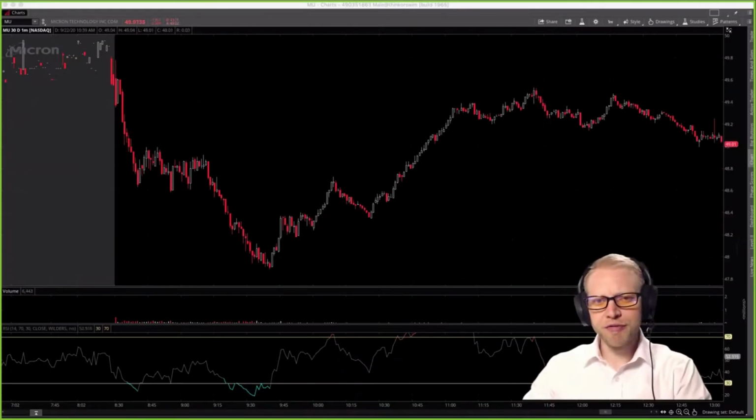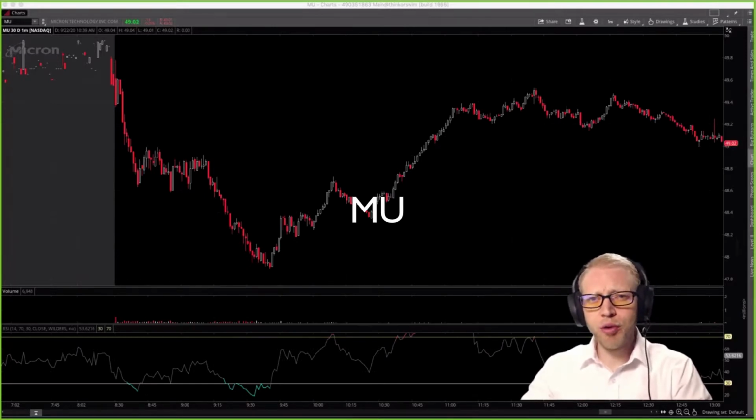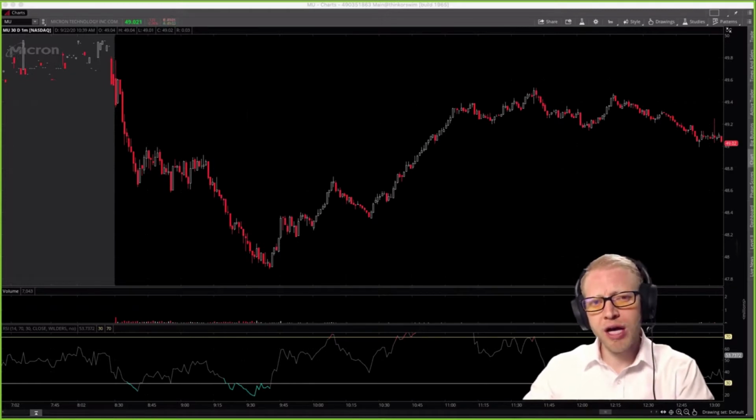So the V-Shape Recovery is a very highly predictable pattern. This is ticker symbol MU, or Micron, and we're looking at a 1 minute time frame. Now, I'm bringing up the 1 minute time frame because I want to show you this pattern works on all different time frames. So I'm going to show you a couple different ones.